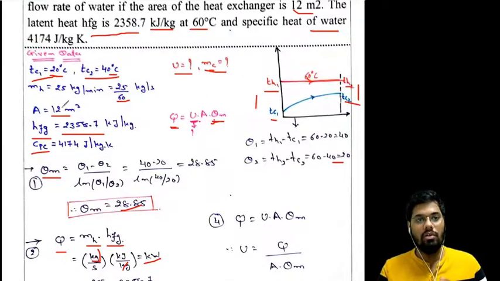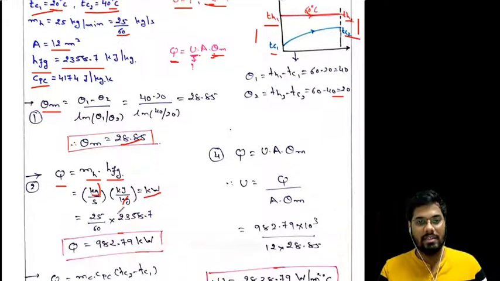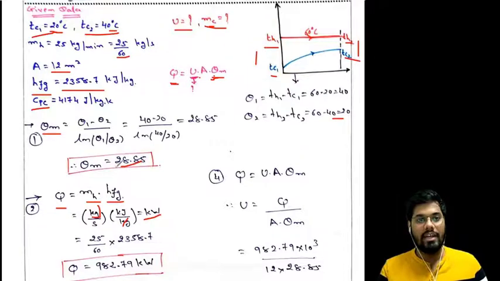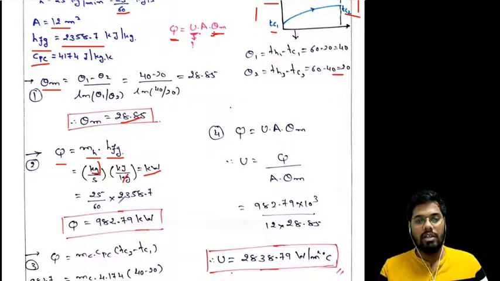So we know the value of mh, the mass flow rate of hot fluid, which is 25/60 kg per second, and we know the value of latent heat, which is 2358.7 kilojoule per kg. So by putting these two values, we can easily calculate our heat transfer rate, which is 982.79 kilowatt.